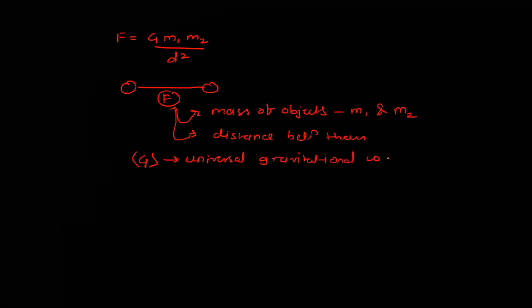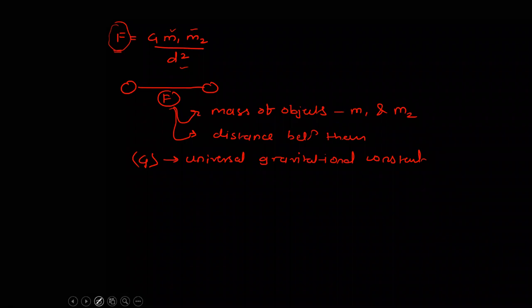It means the value of G is always constant. So it is not going to change anywhere on the surface of Earth. That's why your G will not have any impact on this force. It means if you want to find the force between two objects, M1, M2 and D, these are the three factors which are going to impact the force. Clear with this?